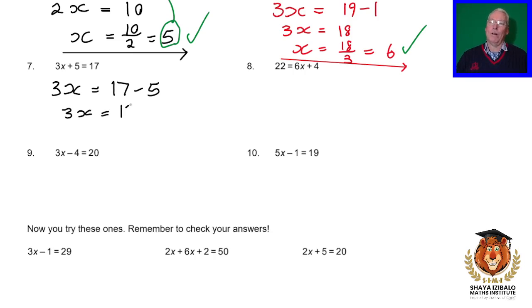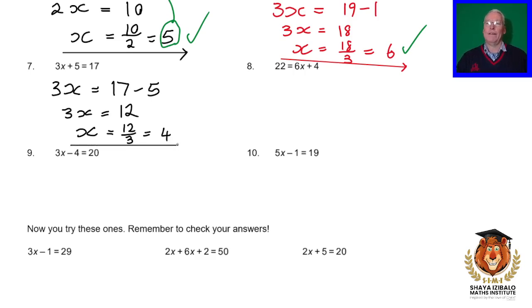So 3x is 12. Now, what must I do to undo multiplying by 3? I must divide by 3 on which side? On both sides. 12 divided by 3. What's 12 divided by 3? It's just 4. And there's our final answer.